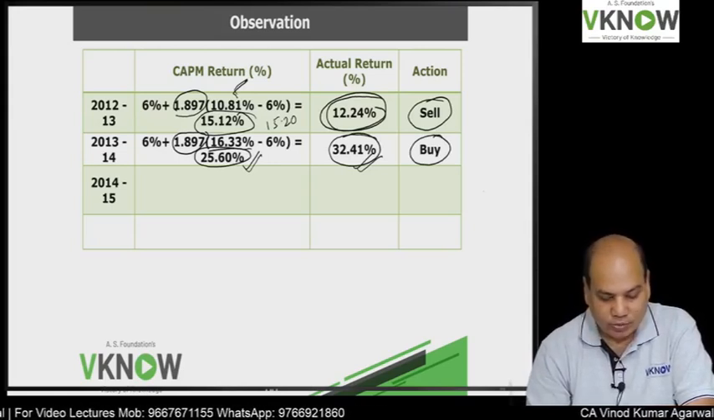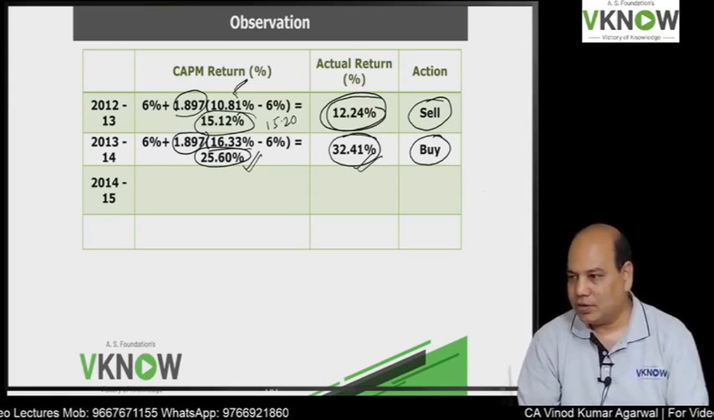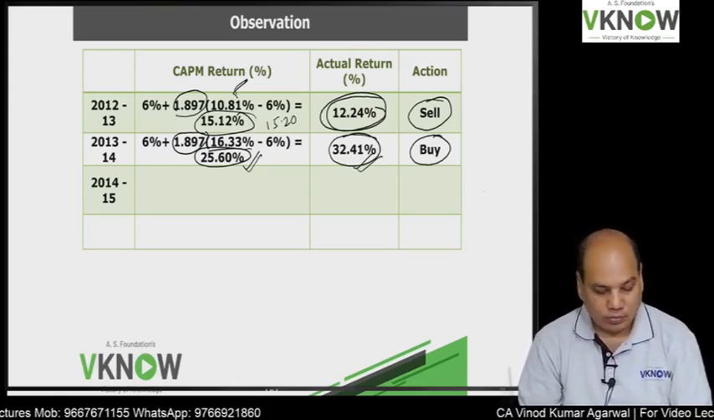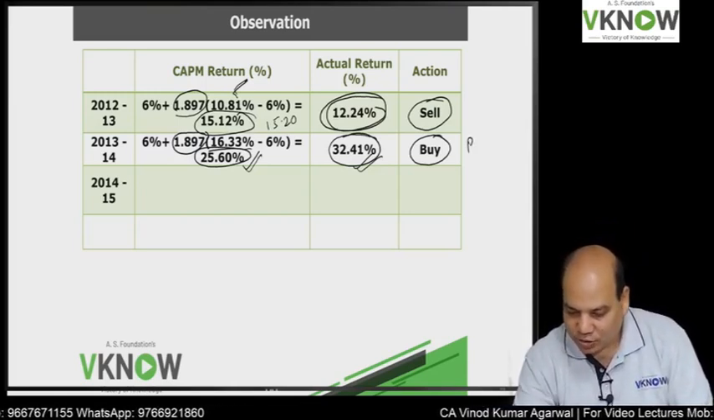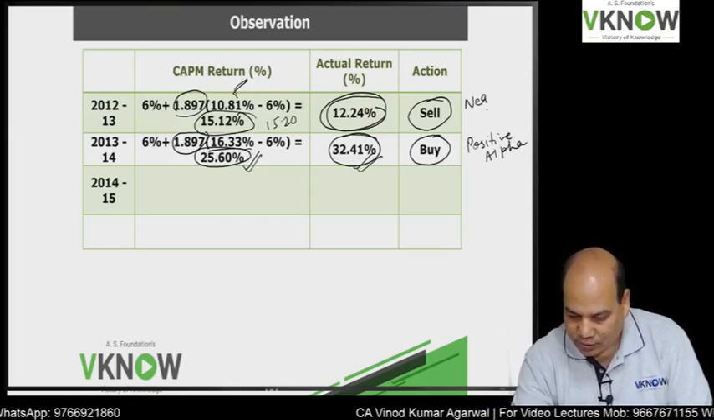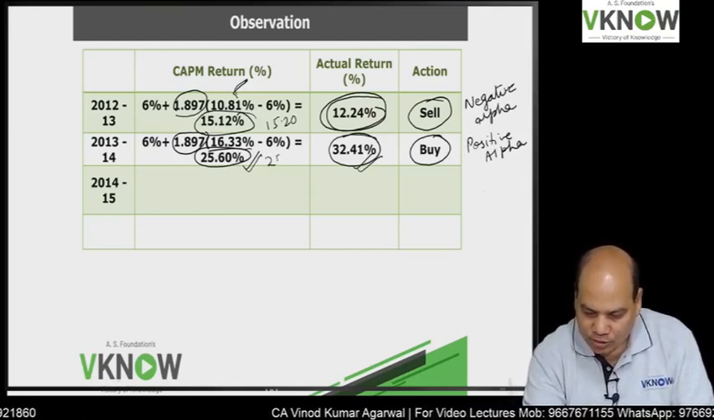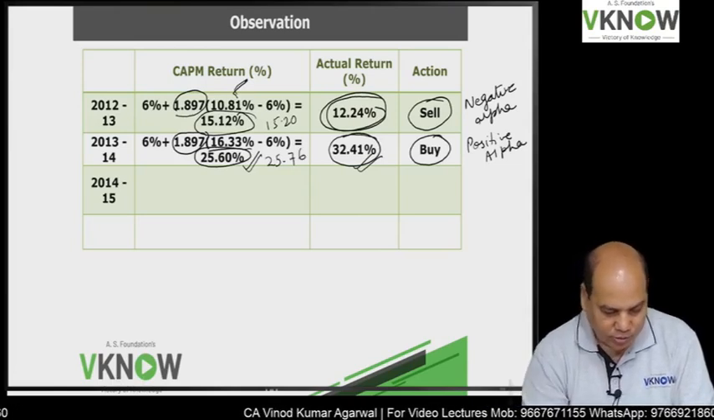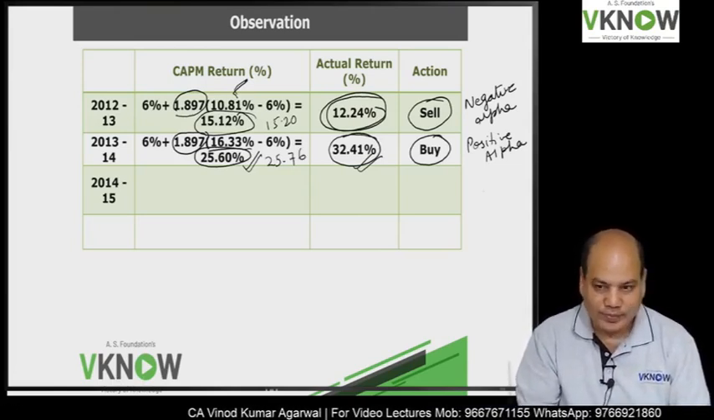It is what we call positive alpha. Positive alpha means your actual return is more than CAPM. So that means you should buy. Here it is negative alpha. Negative alpha means sell. This is 25 point how much? 76. Okay, very good. So learned student, please do the last year yourself.